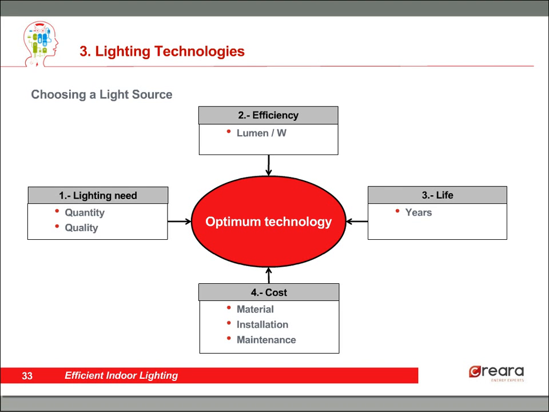Of course, we have to consider the efficiency. We said the efficiency in lamps is the capacity in lumens compared with the power in watts. Of course, we have to consider also the lifetime of the lamp, the duration, the years of duration of the lamp. And finally, the cost of the material, the cost of the lamp, the cost of the installation, and also the maintenance.